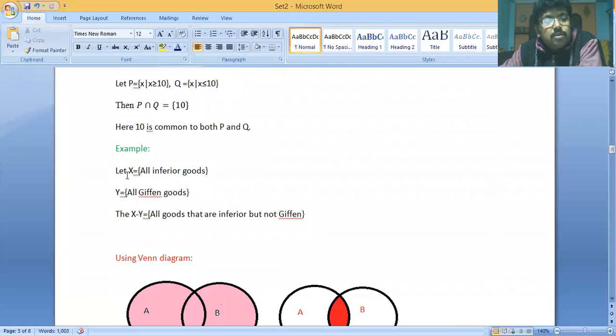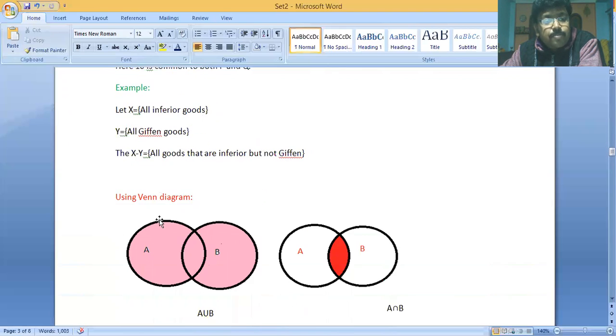Now X is a set that represents all inferior goods, and Y represents all given goods. So X minus Y is all goods that are inferior but not given. You should consider this as X minus Y.